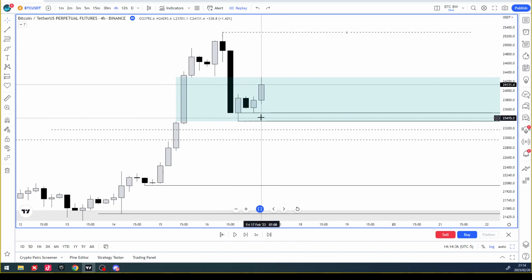Right? We've said that before. So at this point in time, pure retracement, you can see here, price didn't trade through the low of the FEG.